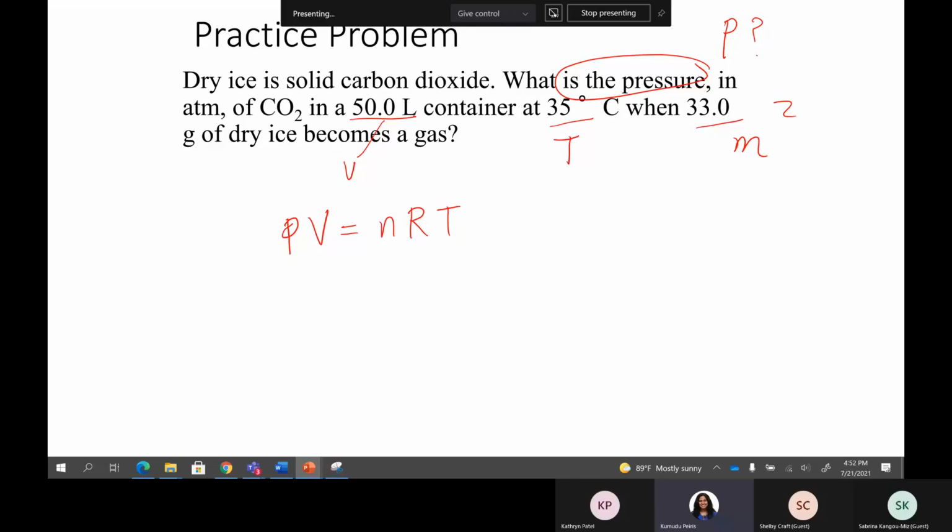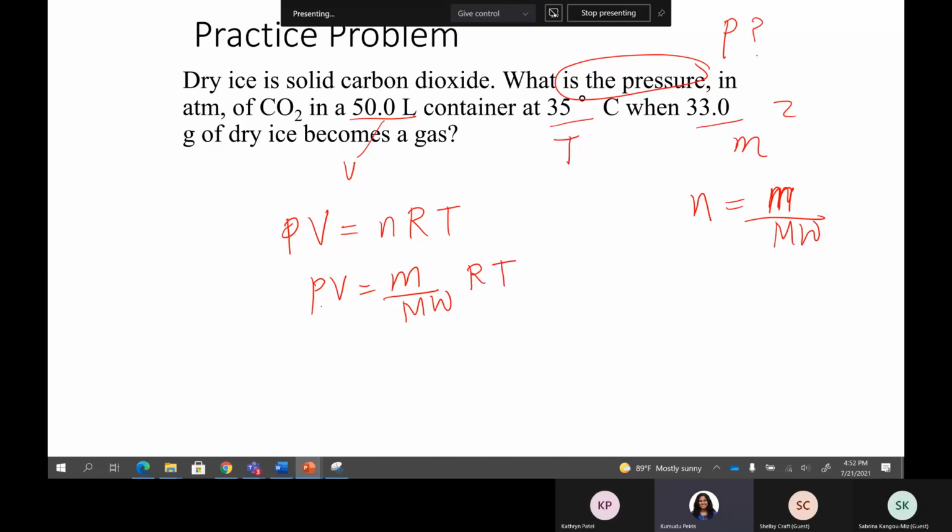So, but you would say, oh, I don't see the mass in this equation. Yes, you don't see that. But how do we find the n, the amount? You divide the mass by its molecular weight. Okay, so we can plug that directly. PV equals n, mass divided by the molecular weight, RT.